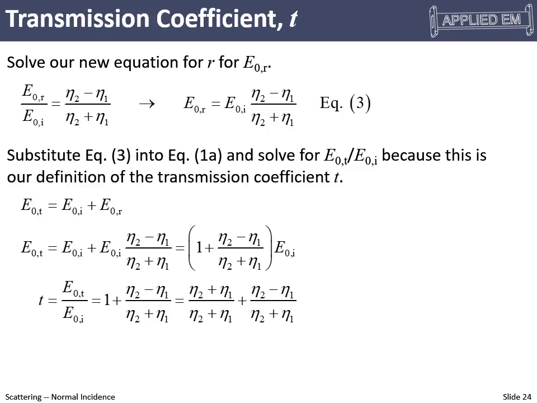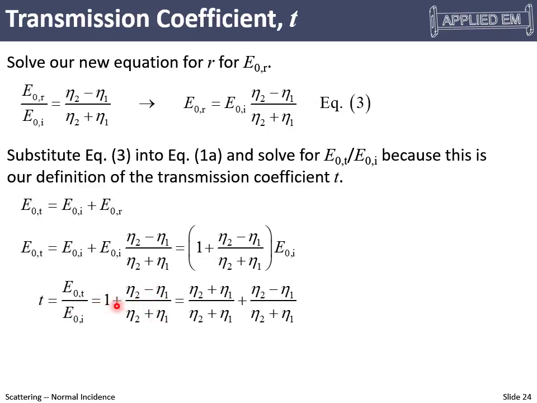At this point, we can take the amplitude of the incident wave, bring it over to the left side of the equation, so we have E_T divided by E_I. That is our very definition of the transmission coefficient, amplitude of the transmitted wave divided by the amplitude of the incident wave. So this is the expression we got from the top.